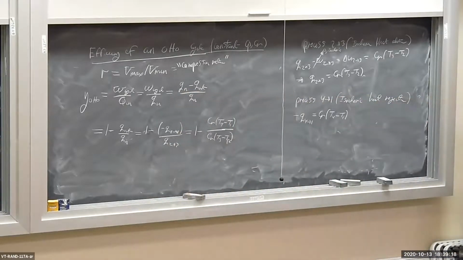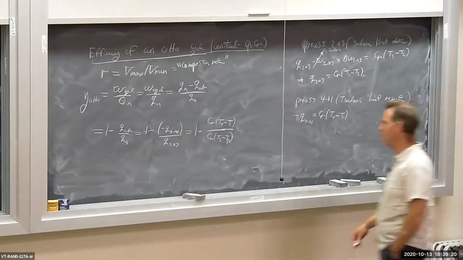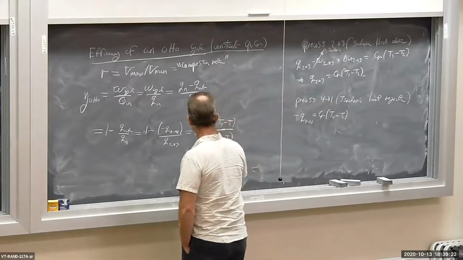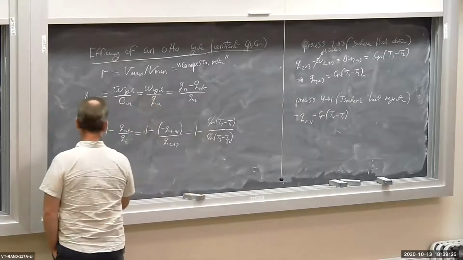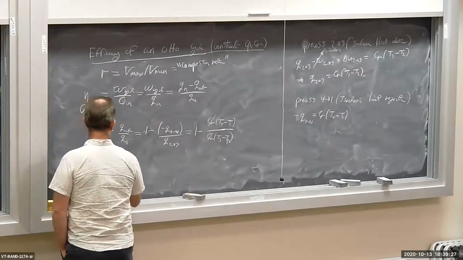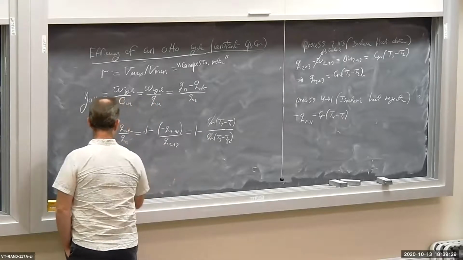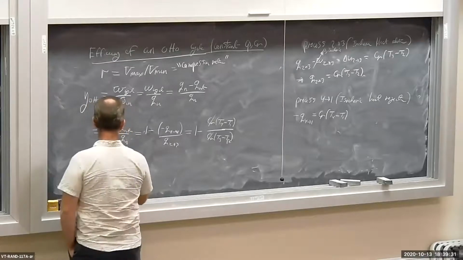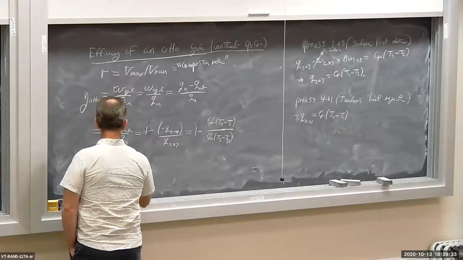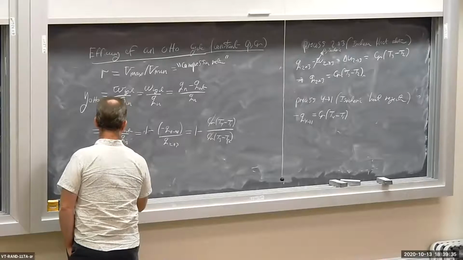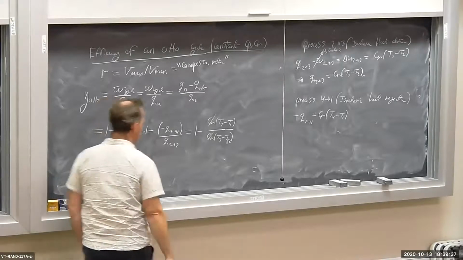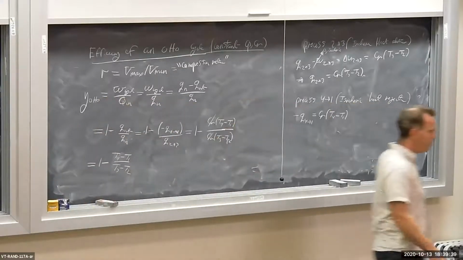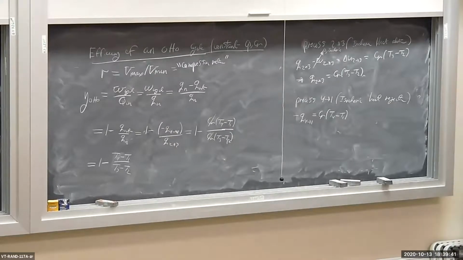Okay? Now the CVs cancel out. And I get 1 minus T4 minus T1 over T3 minus T2. I got a bunch of temperatures in there related to the heat transfers in and out of my system, my system executing an Otto cycle.